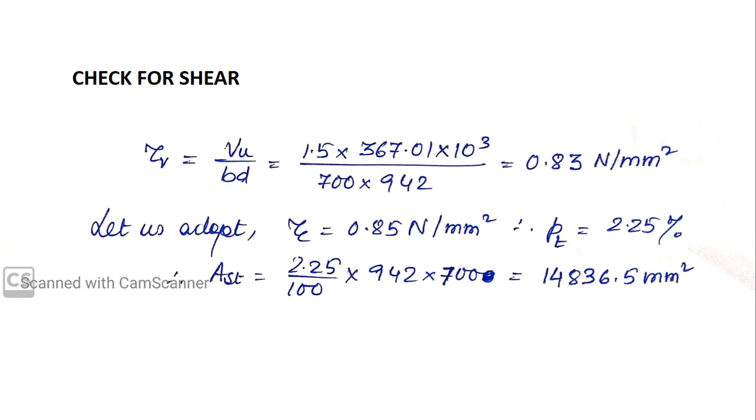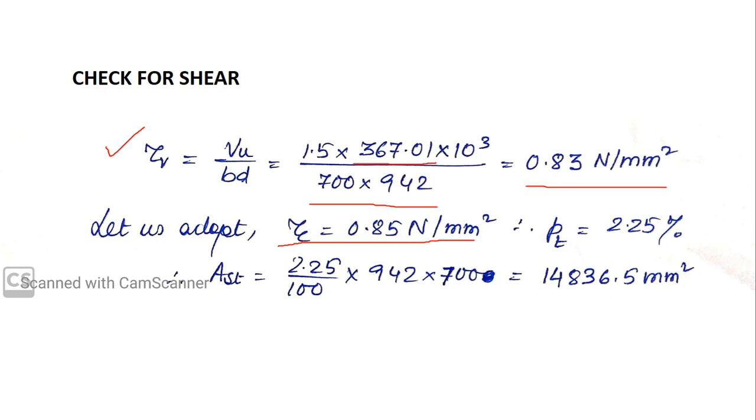For this we first calculate the shear stress acting on your beam, that is we calculate tau v. So you know tau v is Vu by bd, where Vu is the ultimate shear force. Now if you look at the shear force diagram of beam AD, you will find that the maximum shear force is 367.01 kilonewton. So I have considered that to be my ultimate shear force. If you solve this, I get tau v equal to 0.83 Newton per mm square. Now you know that tau c should always be greater than tau v, so I have adopted the value of tau c slightly higher than tau v, which is 0.85 Newton per mm square.